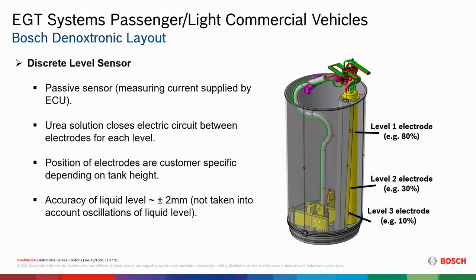It all changes from manufacturer to manufacturer what they want for levels, but it could only tell you where it is at certain levels. It couldn't give you a real accurate reading. So the accuracy says plus or minus 2 millimeters. Well, it's not taking into consideration oscillations of the vehicle moving, so it's only with the vehicle sitting there. So really, it worked for what we had at the time.